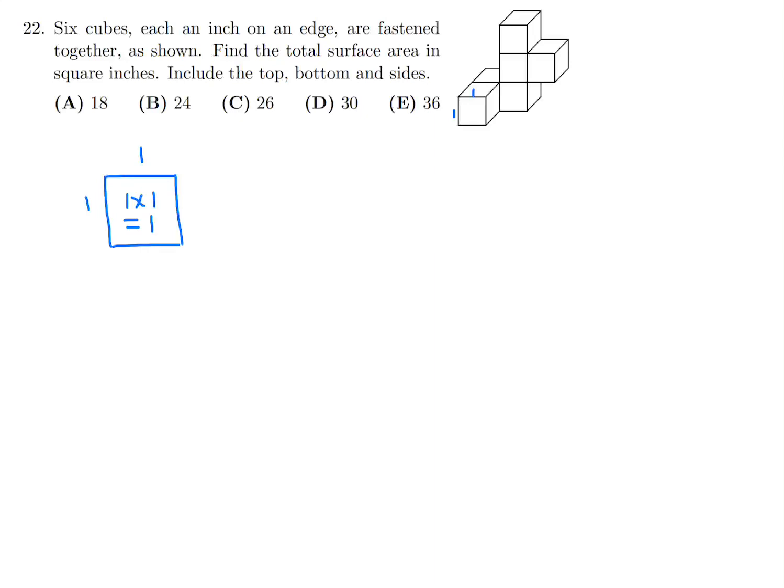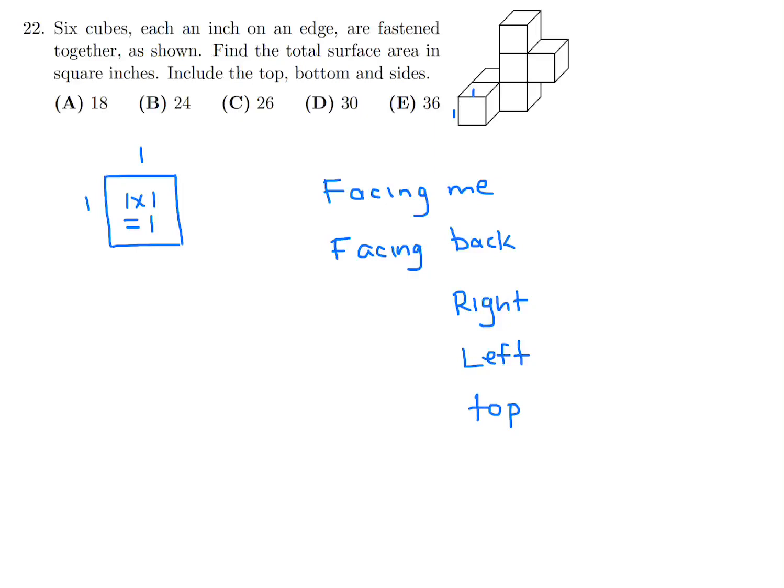Now we have to count how many squares there are. So what I'm going to do is just break them up into a few categories. The first category is facing me. The next category is facing the back. And then facing right, facing left, facing up, so facing top, and then facing bottom. All right, and then let's figure out how many we get.